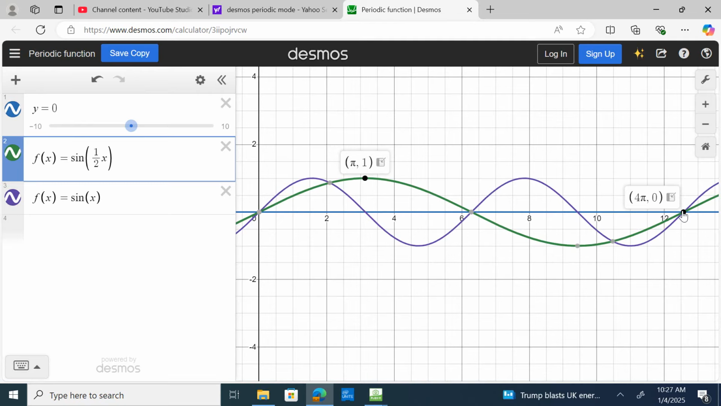We're going to learn, without graphing it, how we can determine, based on an equation presented to us, how long it will take for one cycle or one revolution to graph.